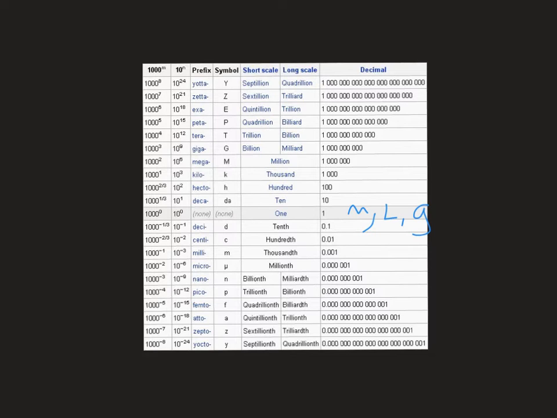So a kilometer, as we've already said, kilo is 1,000, it means a kilometer is made of 1,000 meters. A kiloliter is made of 1,000 liters. On the other end down here, we get smaller than our base units.